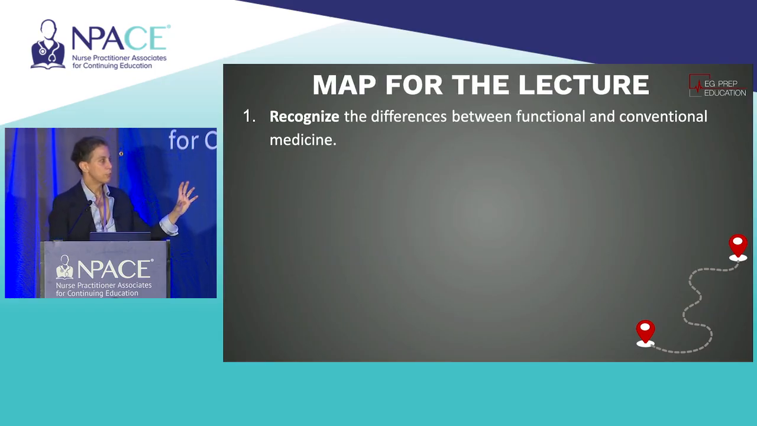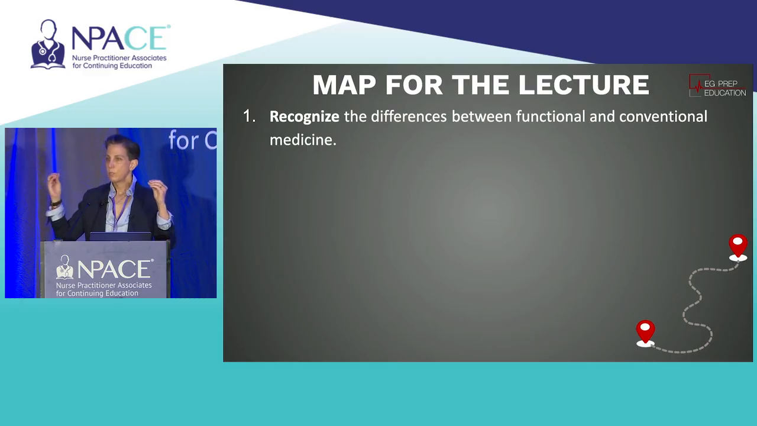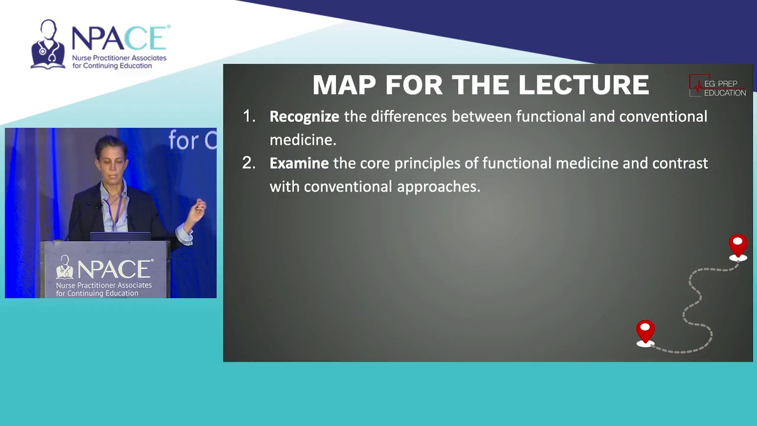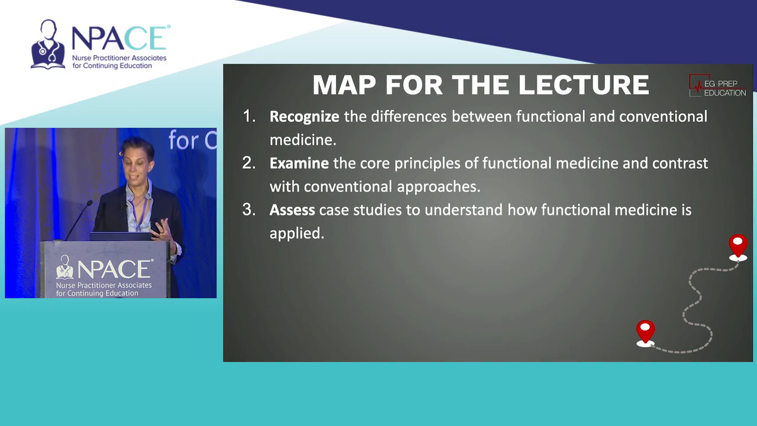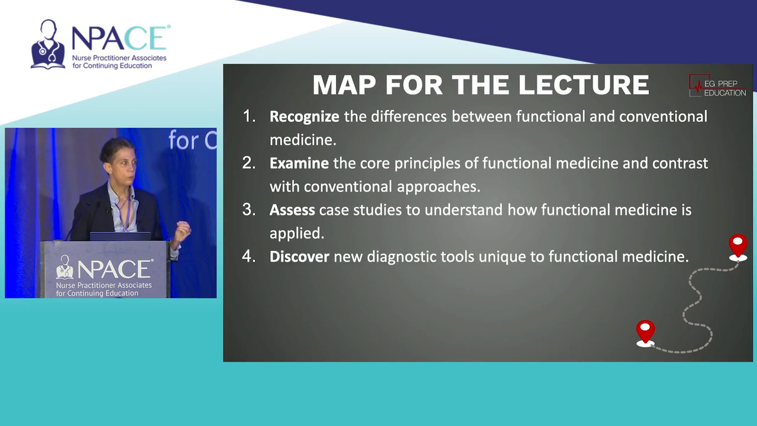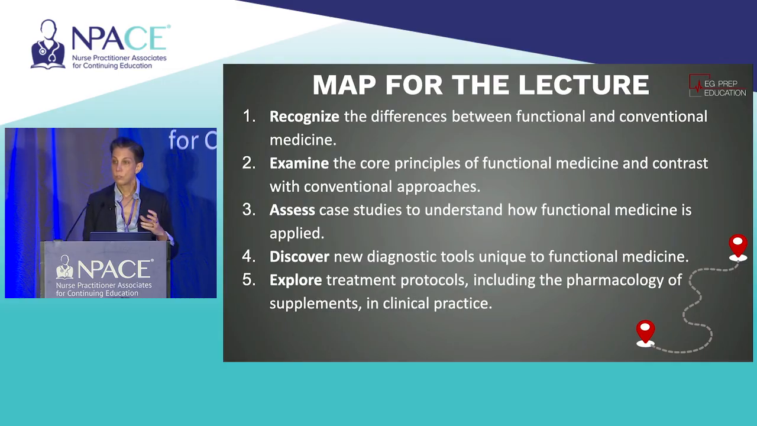I created a map for the lecture because this is going to be so dense, and every few slides, I'm going to let you know where we are in the map so you don't get lost. So we're going to recognize the difference between functional and conventional medicine, because that might be a head scratcher for some of us. We'll examine the core principles of functional medicine in contrast with conventional approach. And then, of course, we're going to do some case studies, and we're going to discover new labs that will blow your mind that probably most of you don't even know exist. And then we're going to use all that to create some treatment protocols. And of course, we'll do some pharmacology of supplements, which I am hoping that is going to be new for most of you. Instead of pharmacology of medication, we're going to talk about supplements.